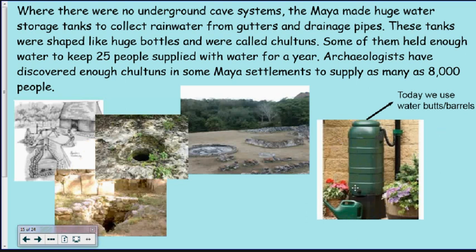You may or may not have a water butt or a water barrel in your back garden, and these are placed near drainage pipes or under roofs or guttering to collect all the rainwater, so that you can then use that water in your garden and grow your own vegetables or your own plants and things like that.